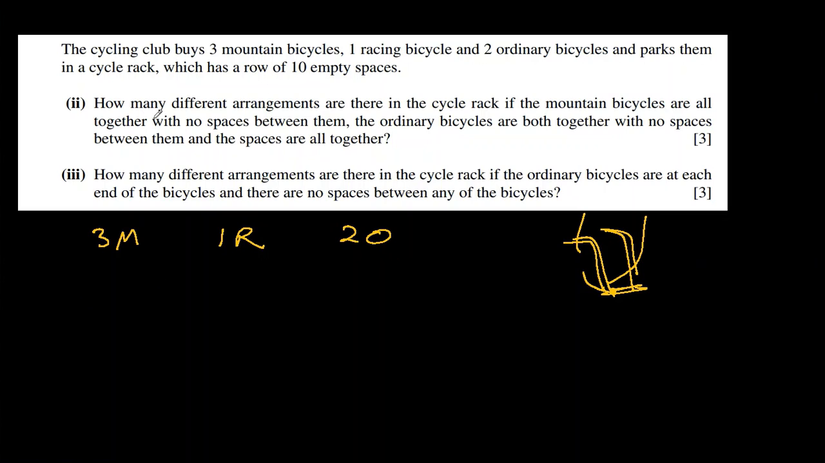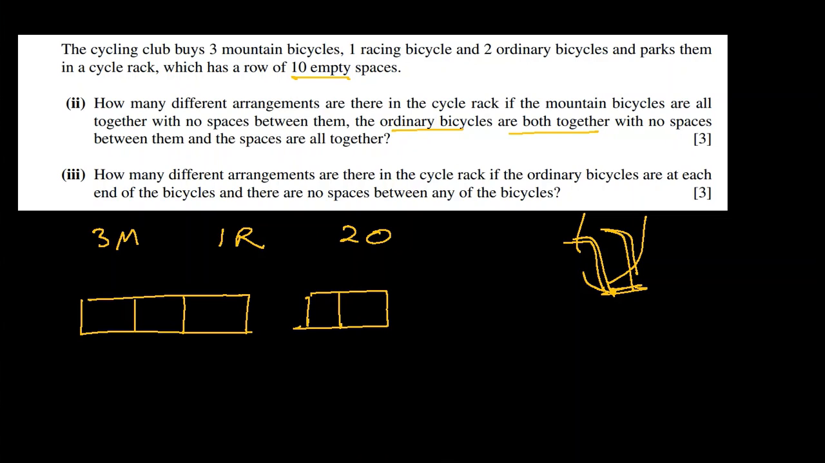Okay, let's read the question first and then we'll prepare. How many different arrangements are there in the cycle rack? There are 10 total. Mountain bicycles are all together. Okay, so let's put them all together. How many are they? 3 of them. They're all together. That means in that rack, wherever they move, they're next to each other all the time. The ordinary bicycles are both together. Okay, so these two are together with no spaces between them again, and spaces are all together. So there is 1 racing bicycle which will be alone, and there are some empty spaces which are how many? 3 plus 2, 5 plus 1, 6. Out of 10, 6 are filled up, so 4 empty spaces. And they are also all together.